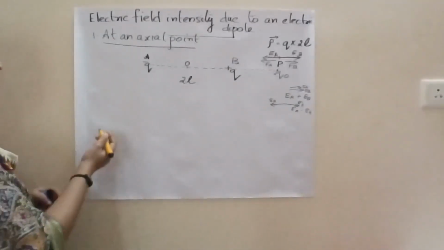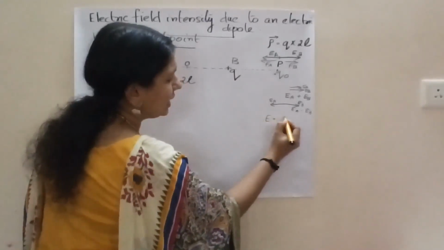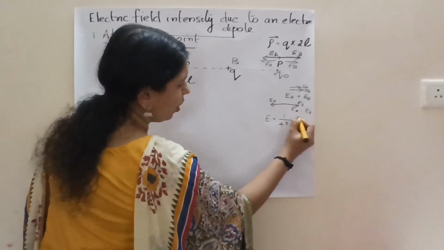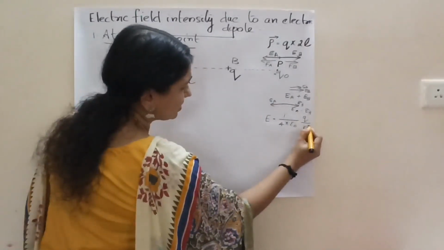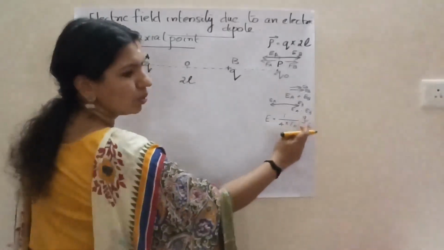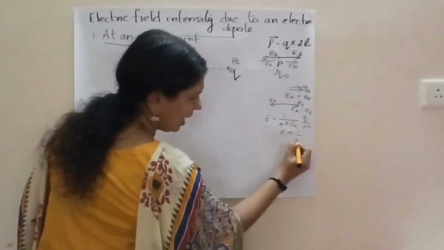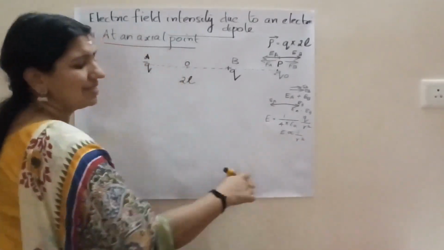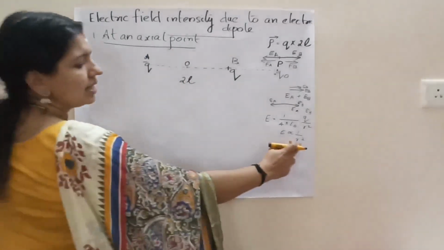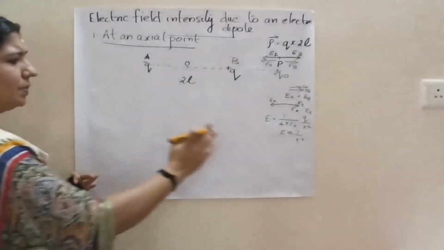In that class we already told the expression for electric field. What is the expression for electric field? E is equal to 1 by 4 pi epsilon naught Q by R square, right? So also I can write E is proportional to 1 by R square. That means when the distance increases, electric field decreases, right? So here, just keep it in mind.